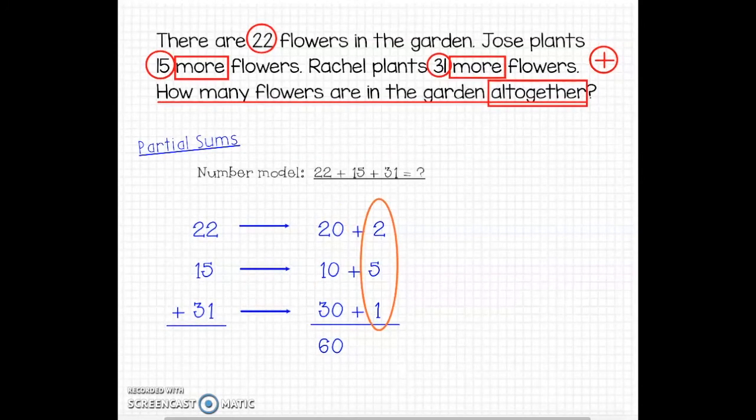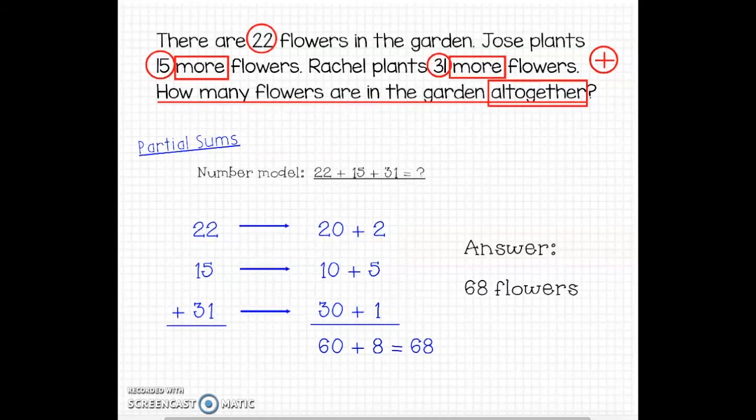Next, I need to add up the 1s. 2 plus 5 plus 1 is 8. Now I am left with 60 plus 8, which equals 68. My answer is 68 flowers. Don't forget to add your units.